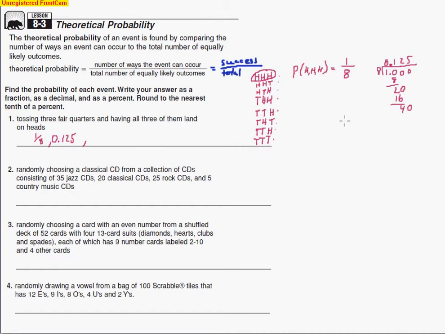Now to change it to a percent, we're just taking that decimal point and moving it over 2 spaces. So there it is, 12.5%. So we'll write that one down. Well, let's take a look at the next problem.